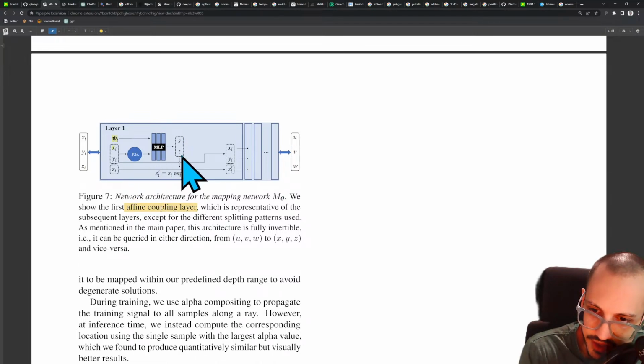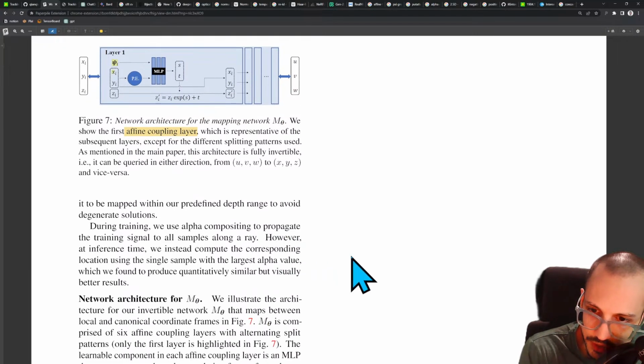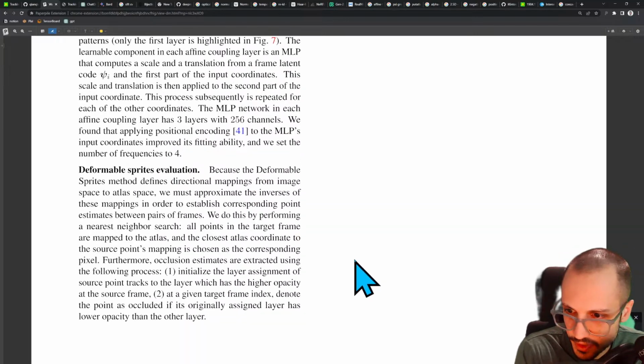Okay, we don't know exactly what the S and the T are. I'm guessing those are the actual affine transformation, but I'm not 100% sure.